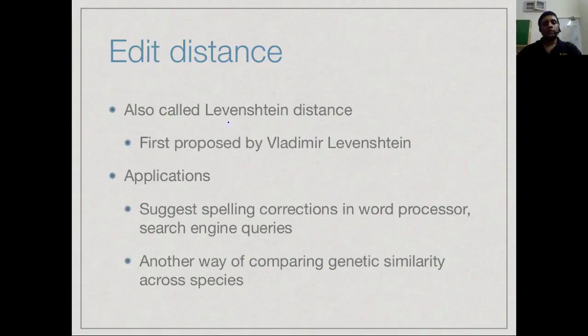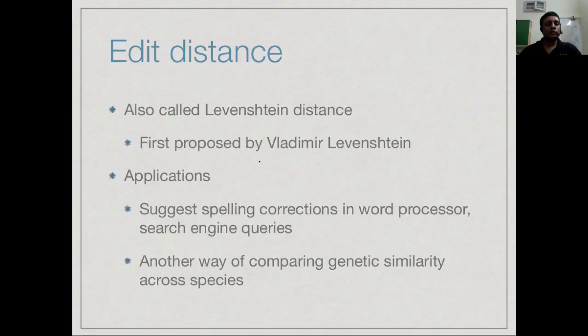This distance is also called the Levenshtein distance because it was first proposed by then Soviet, now Russian scientist called Vladimir Levenshtein. And this, like the longest common subsequence problem, is extremely useful in practice. So the first use is to suggest spelling corrections. If somebody types something that is wrong, then a spelling corrector will have to suggest the correct word from the dictionary to replace it.